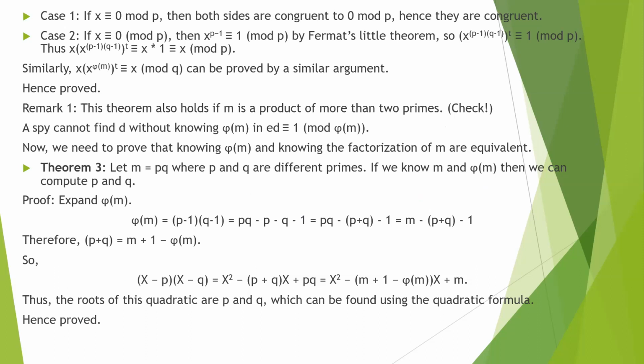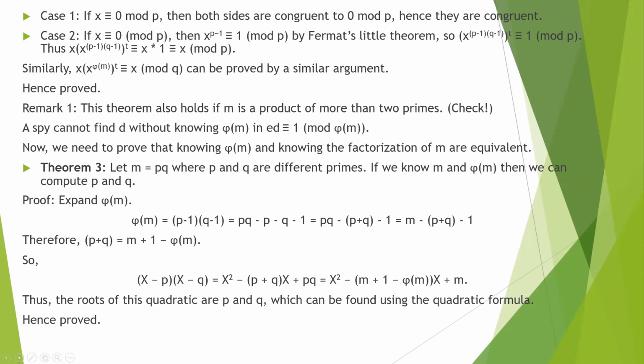So we have thus proved that encryption and decryption are the opposites of each other. That is, if you encrypt and decrypt, you get back the original. And now we can see this theorem actually also holds if M is a product of more than 2 primes. As an exercise, you may check it.